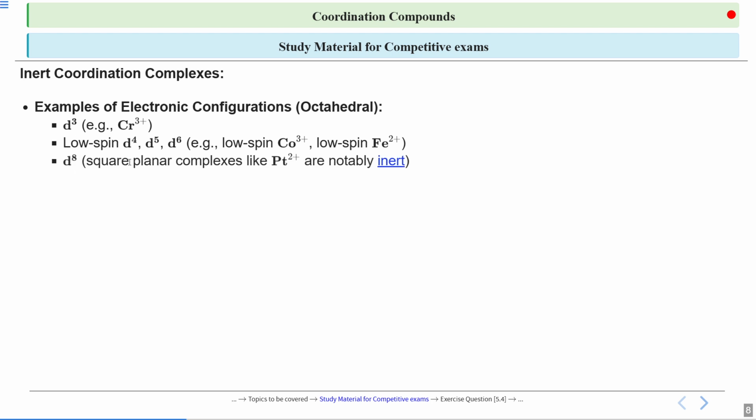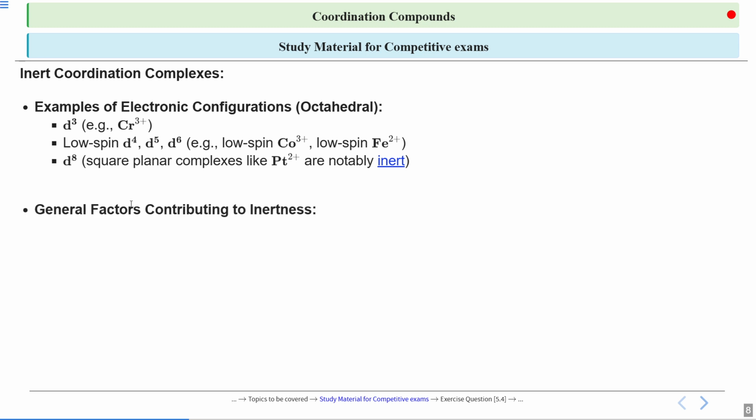The d8 configuration, present in square planar geometry complexes like platinum 2+, is notably inert. If platinum 2+ is present as the central metal ion in a square planar complex, it will be notably inert because it shows the d8 configuration.